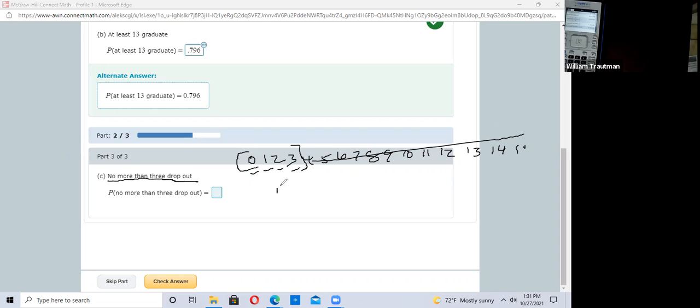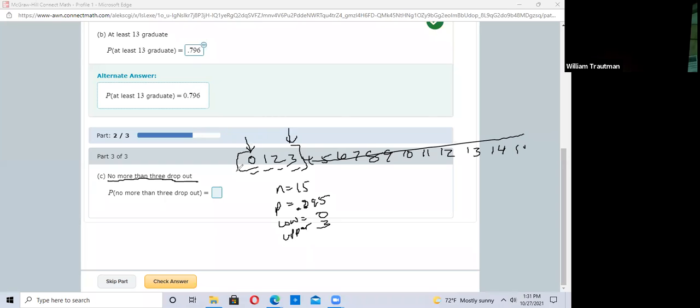So we're going to do the same thing. The N is 15. Probability of success is 0.895. The lower boundary is 0. The upper boundary is 3. There's the lower boundary and there's the upper boundary we're talking about, 0 and 3. And we put this in our calculator. Menu 55B. Number of trials is 15. Success is 0.895. Lower boundary is 0. And the upper boundary is 3.